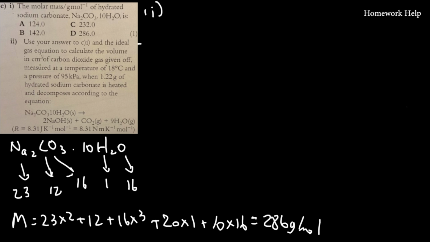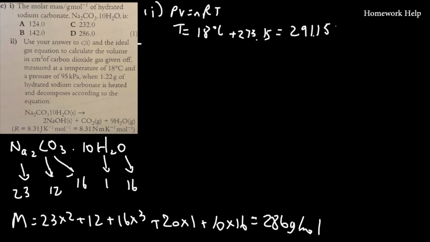Now something interesting to note is that it gives us the temperature. So let's see what's given. So 18 degrees Celsius. We can convert this into kelvins by adding 273.15, which would give us 18 plus 273.15, 291.15 kelvins. It also gives us pressure of 95 kPa, so we can leave this one alone.